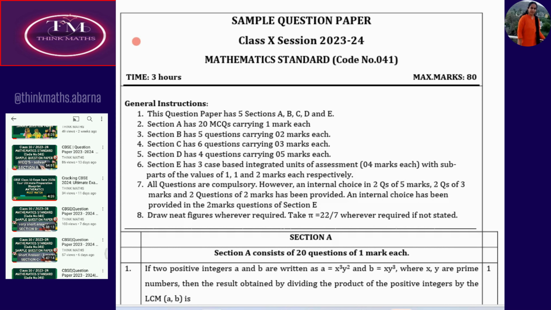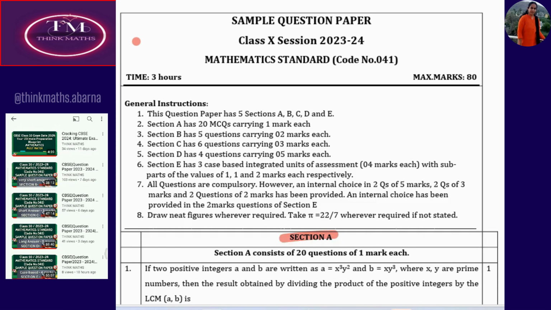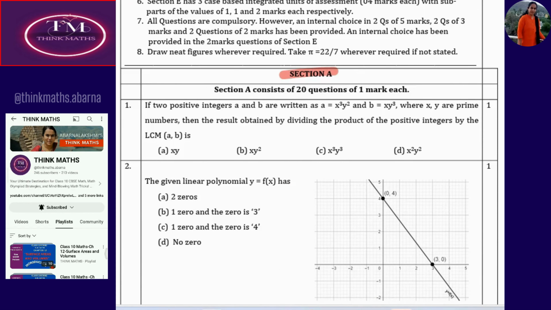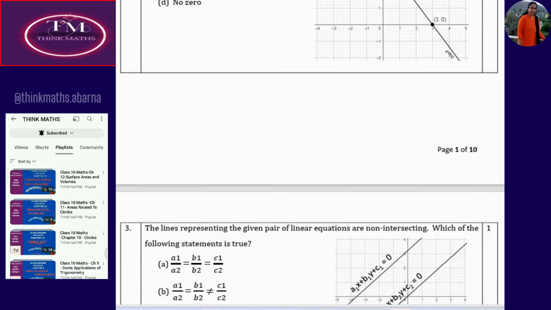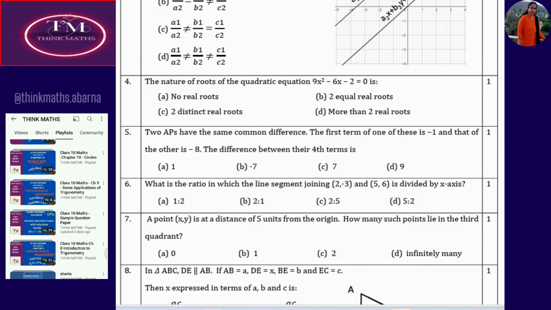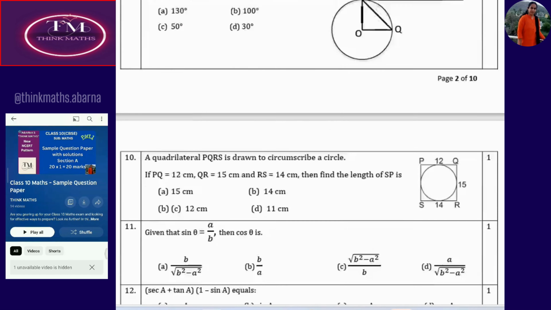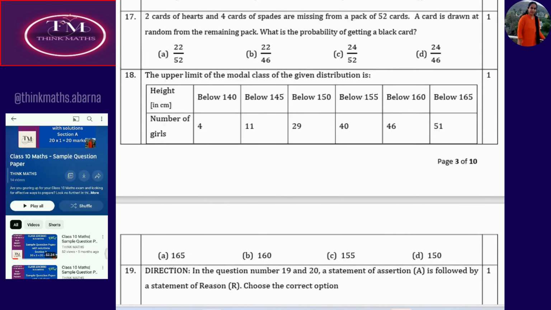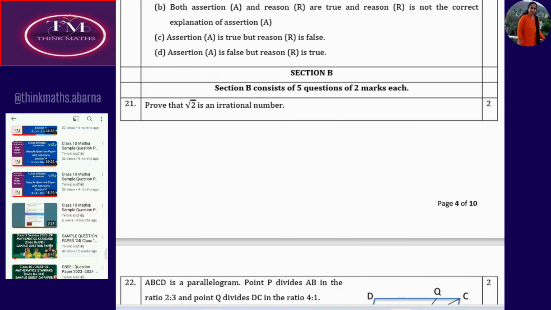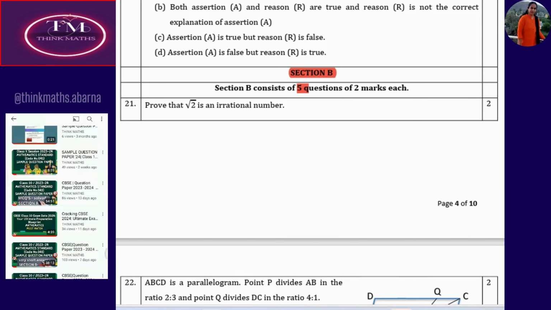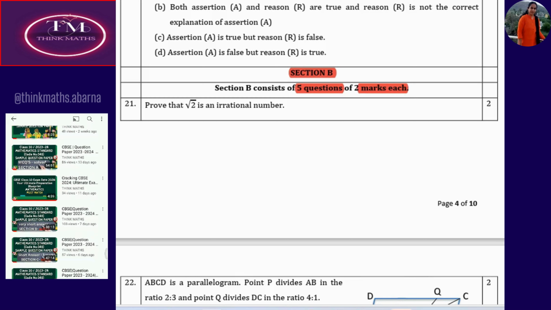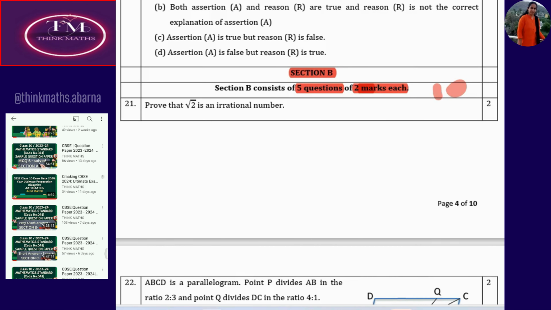Now in this session, we have section A, which carries 20 questions of 1 mark each. So its marking scheme is given. Just check out the marking scheme so that you can score more marks. Now we have section B, which carries 5 questions of 2 marks each, so totally we have 10 marks. So its marking scheme is as follows.